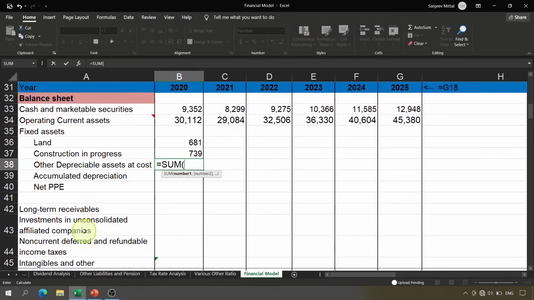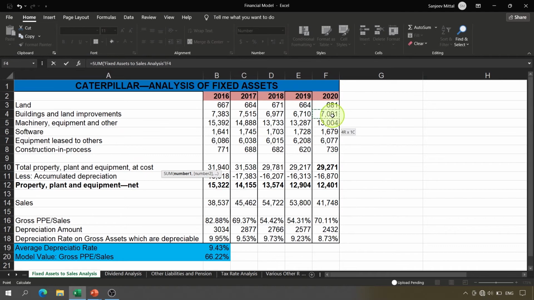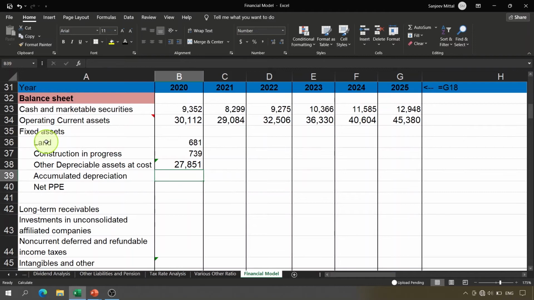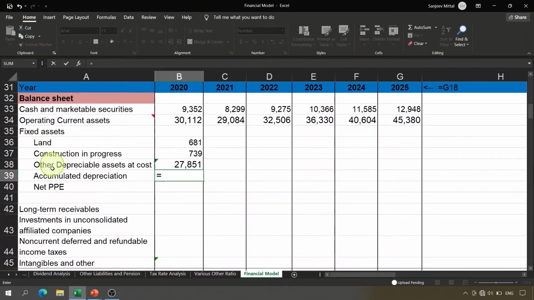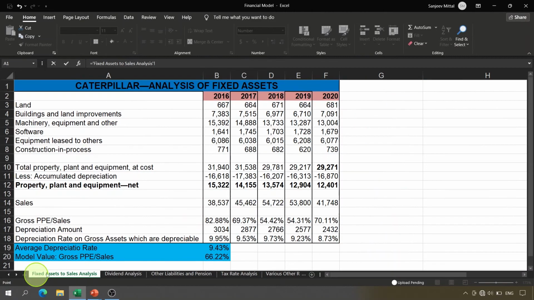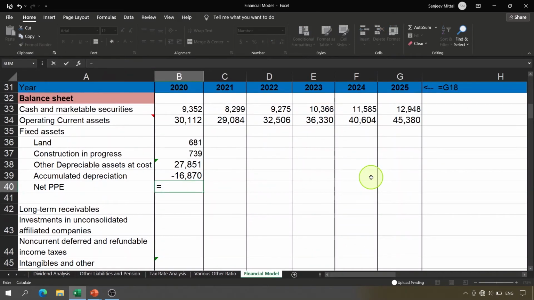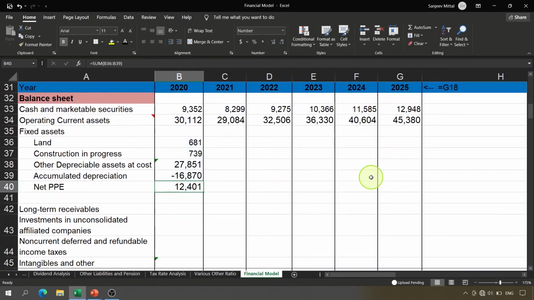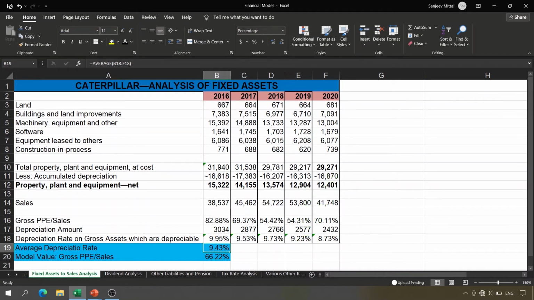So I'm using the formula of sum, and inside that formula, I am choosing from the fixed assets to sales analysis all these other depreciable assets of building, machinery, software, and equipment. If I press enter, we will get our other depreciable assets at cost. After that, we can find our accumulated depreciation, and our accumulated depreciation for the year 2020 was 16,870, as you can see. If we press enter, we will get a formula of sum, and finally we get our net property, plant and equipment of 12,401, which you can also verify from here, 12,401.